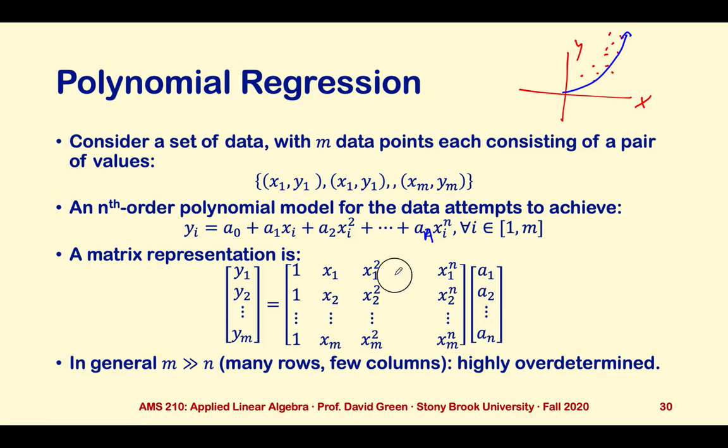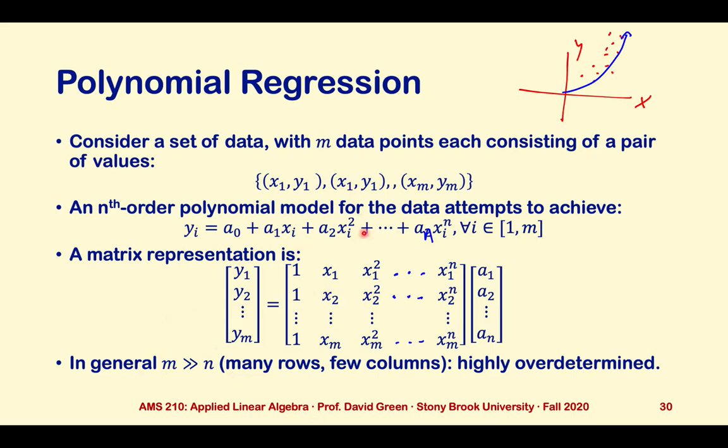Probably should have put in some ellipses here to show that this sort of continues across until we get to our last term, the x term raised to the nth power. I'm writing this in a very general sense. A linear fit, this matrix would only have 2 columns. A quadratic fit, this matrix would only have 3 columns, and so on.